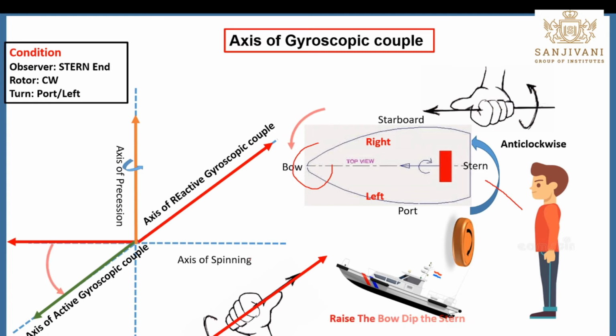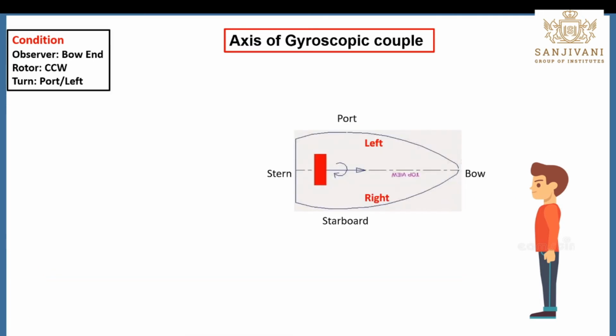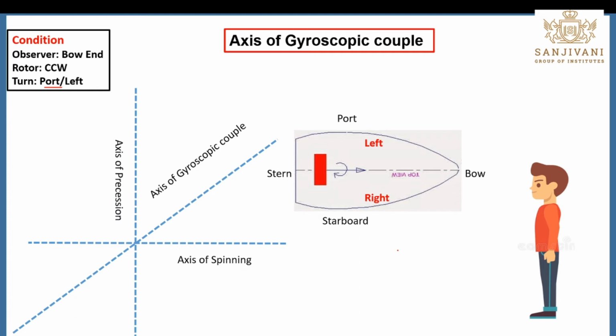Okay, now we are going to consider the next condition in which the observer is looking from the bow end, the rotor rotates in the counterclockwise direction, and the ship is taking the turn towards the port end again. Okay, now we need to consider these three axes. The rotor rotates in the anti-clockwise or counterclockwise direction.